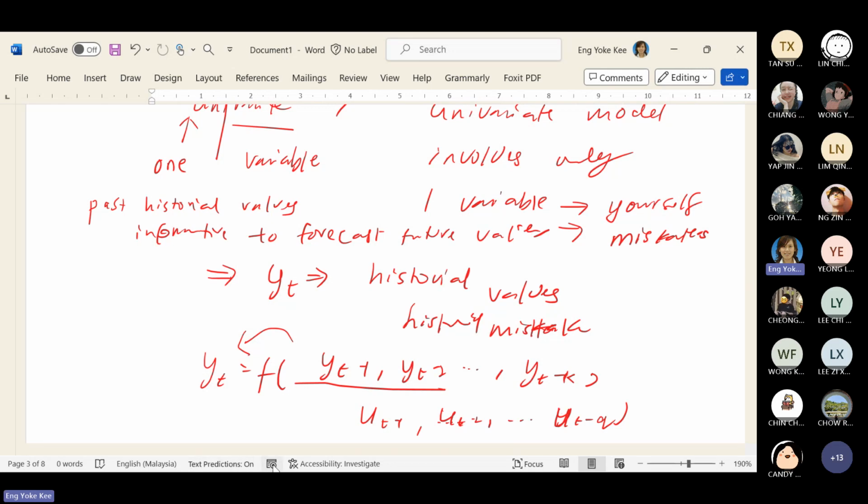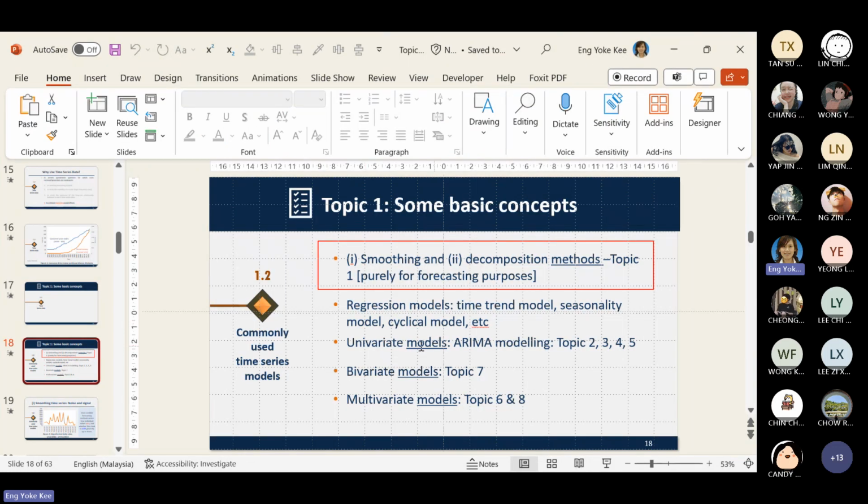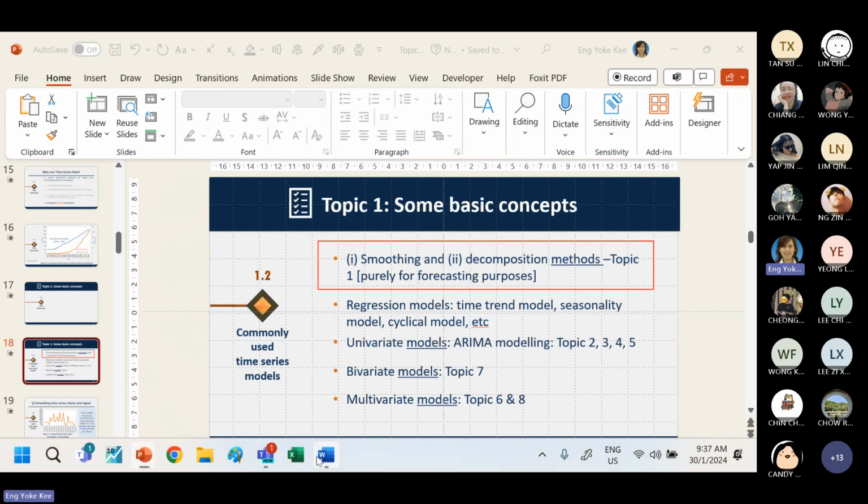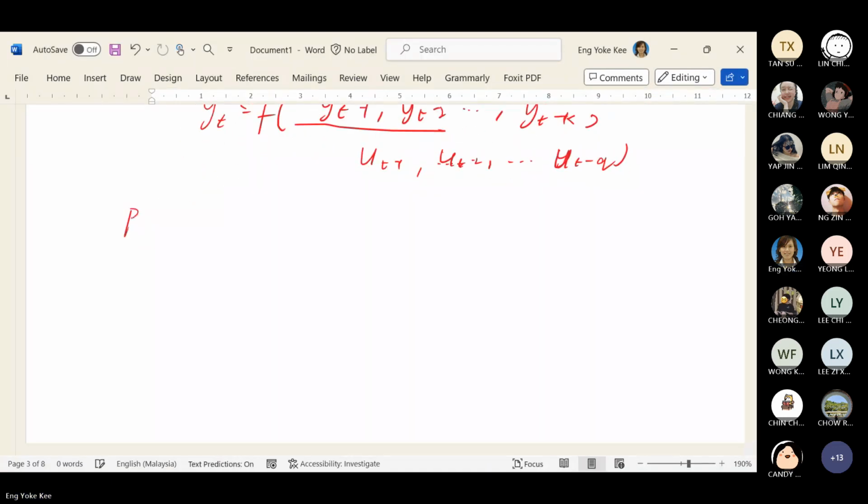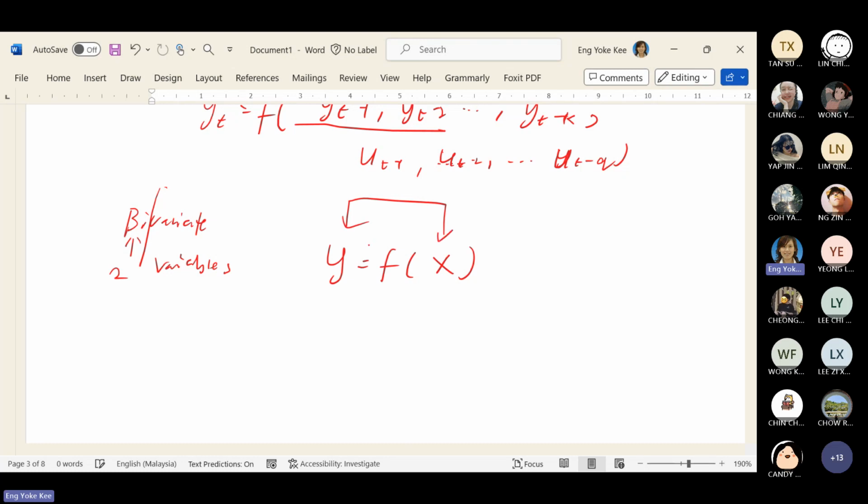Okay, so what is on your right hand side? Only your own historical value or your own residual. So that's what we call univariate. Bivariate means what? Bivariate, same lah. You can look at the name, you can infer already. Bi means two variables. So you believe what? Y can be explained by X. So this is a two variable model.